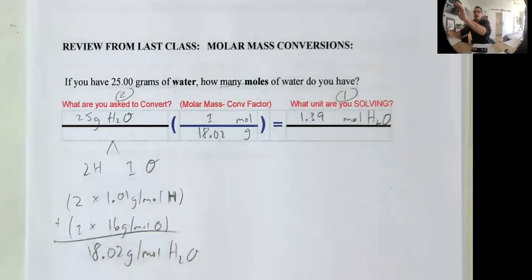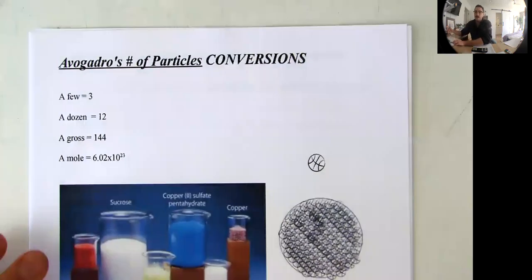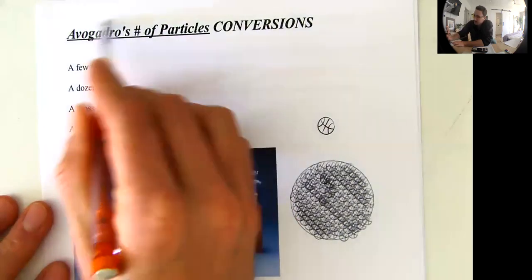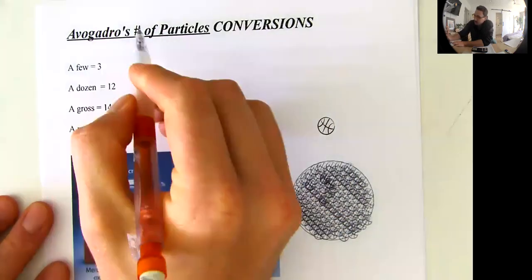Okay, now let's learn new things. Well, they're not really new, but it's kind of new. Okay, so the new thing that we're going to learn is this right here. Avogadro's number of particles conversion. So Avogadro's number is the number for the mole.